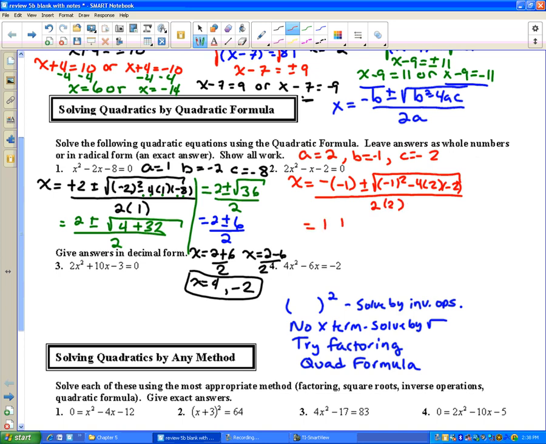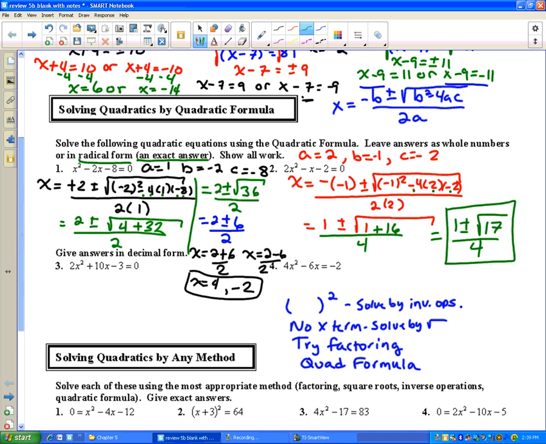Negative 1 is 1 plus or minus the square root of 1. Negative 4, let me use a different color. Negative 4 times 2 is negative 8 times negative 2 is going to be positive 16 over 4. Simplify, I get 1 plus or minus the square root of 1 plus 16 is 17 over 4. Since this is saying in radical form, an exact answer, I have my two exact answers. 1 plus the square root of 17 divided by 4, and 1 minus the square root of 17 divided by 4.